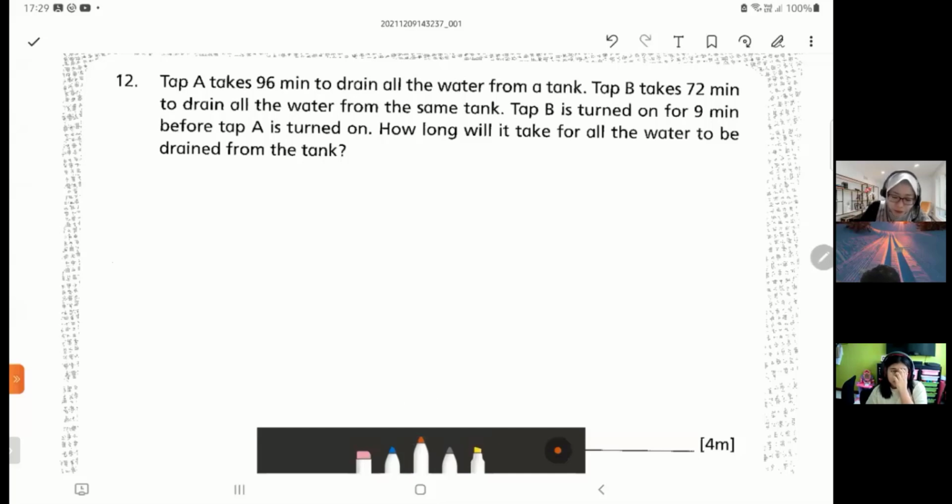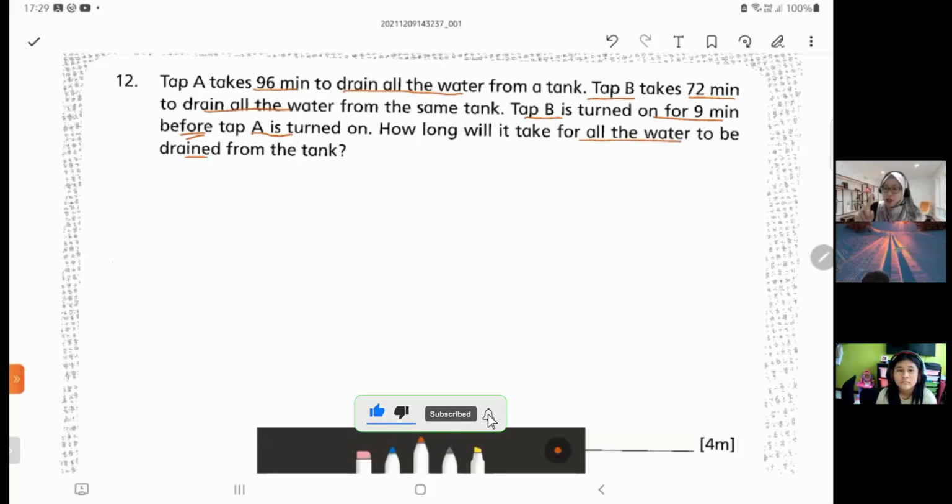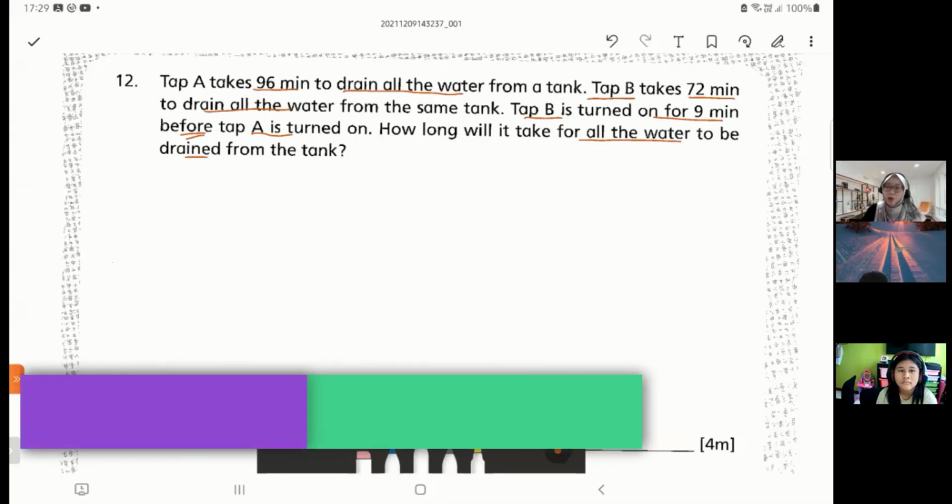Tap A takes 96 minutes to drain all the water from a tank. Drain means to remove all the water, okay? Tap B takes 72 minutes to drain all the water from the same tank. Tap B is turned on for 9 minutes before tap A is turned on. How long will it take for all the water to be drained from the tank? Confusing, right? But let me teach you, there is a very easy method for this kind of question.